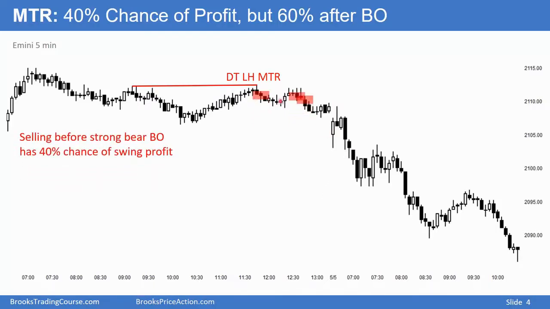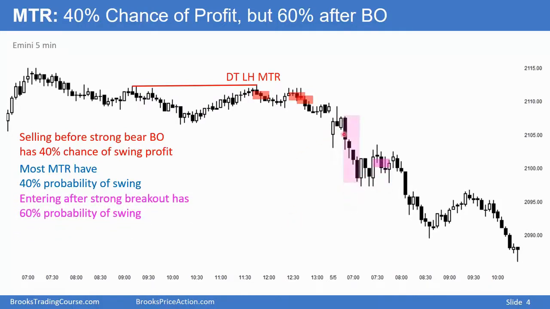Selling before there's an obvious breakout, and before the market is clearly always in short, has a lower probability of a swing profit, yet small risk. Most major trend reversals have only a 40% probability of a swing trade because you're entering before there's a strong breakout and the market clearly has reversed. Entering after the breakout, with selling closes and selling below bars, the market clearly is now bearish. The odds are high there'll be at least a small second leg down.